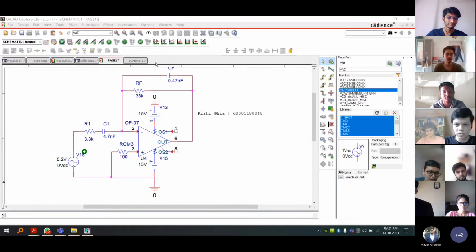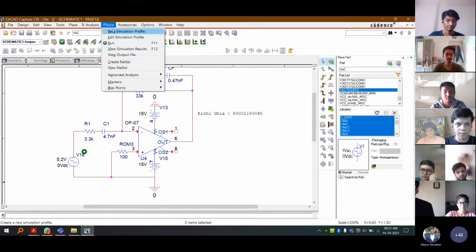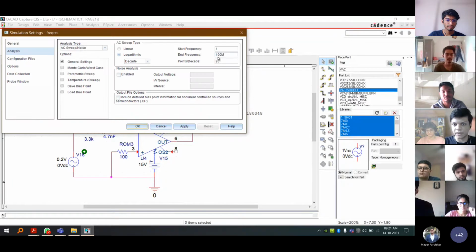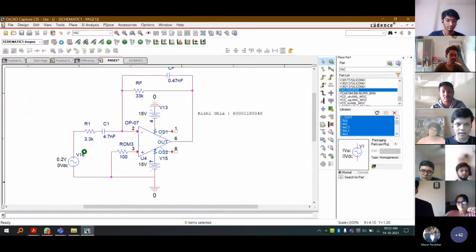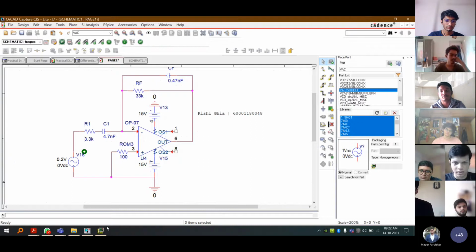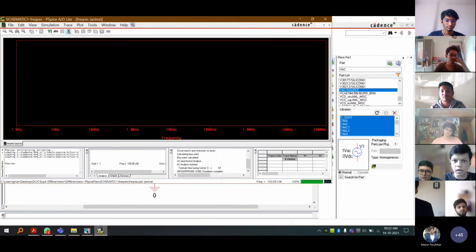So what I'm going to do is go into edit simulation profile, and instead of 100 million, I'll just add a few zeros and make it K, so just multiplying by 1,000, and I'm going to run the simulation. If this doesn't work, I'm going to be in a bit of trouble. Yeah, okay, so it is working.